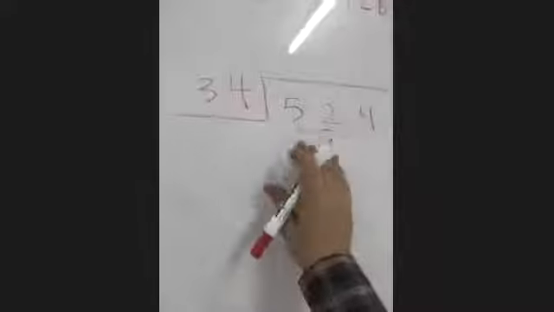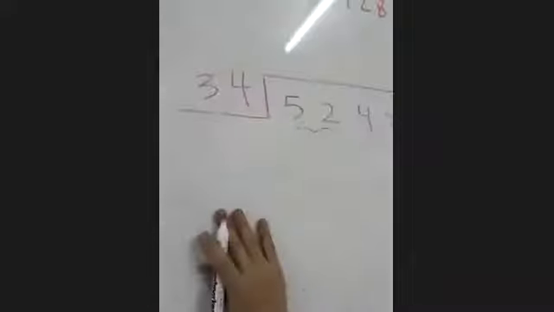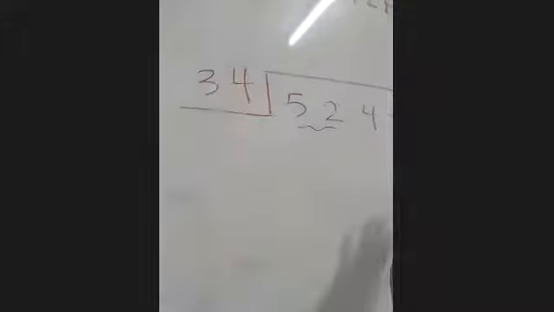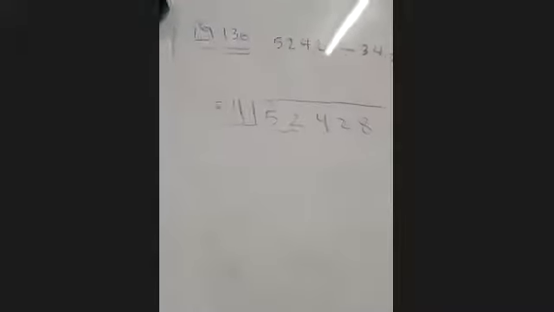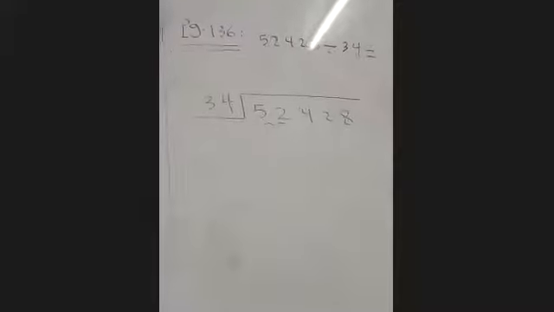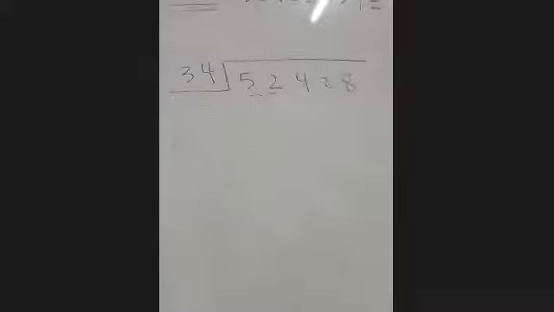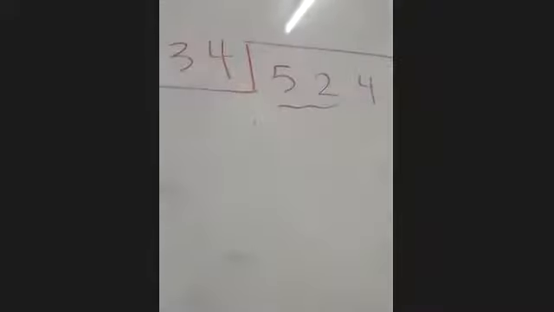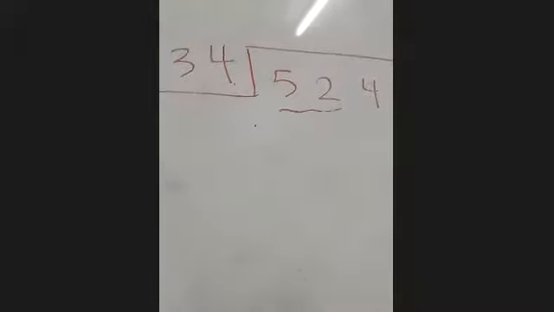52 divided by 34. Do we know the timetable of 34? Not yet. No one knows the timetable of 34. It's difficult, right? We know the timetable of 1, 2, 3, 4, 5, 6, 7, 10, 11, and 12. More than that, no. We don't memorize timetables of big numbers. So in this case we will guess and check. How do we guess and check? Guess a number. Let's see, 3.